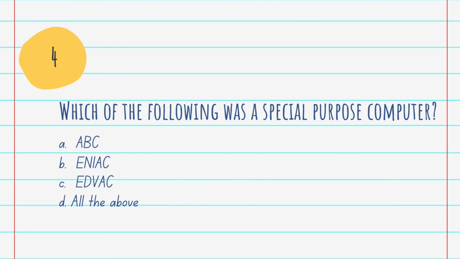Question number 4. Which of the following was a special purpose computer? A. ABC, B. ENIAC, C. NABARD, D. All of the above. And the answer is ABC. The full form of ABC is Atanasoff-Berry Computer, an early digital computer. It was introduced in 1937, which is the first digital computer that was invented to do some specific task. The computer was invented by John Vincent Atanasoff and his assistant Clifford E.